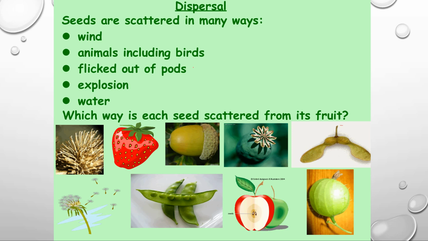Some of these seeds get flicked out of pods. So if we were to leave peas in their pods on the plant over the early autumn, what happens is they start to dry out, and eventually, okay, the pod splits, it bursts, and it flicks them out. The same with this. This is actually the pod from a poppy.